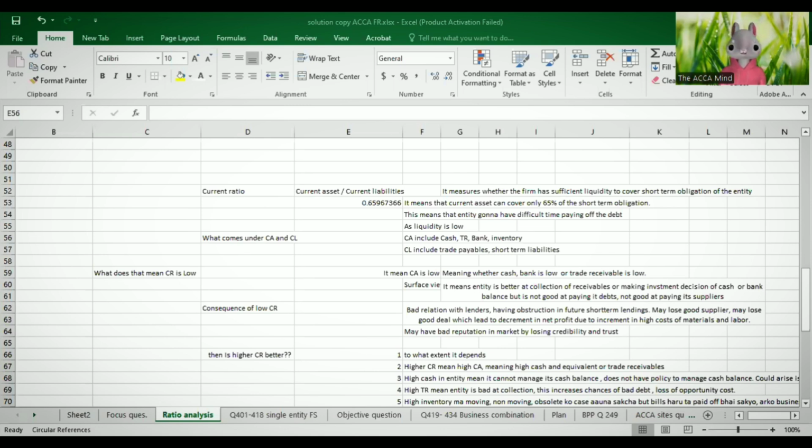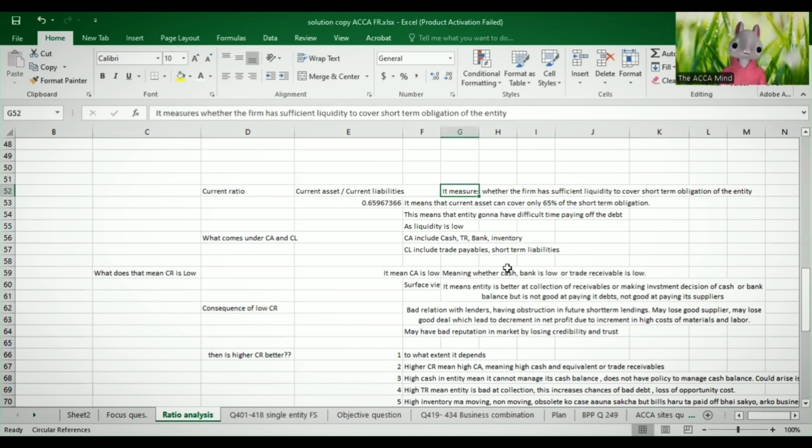Today we are going to discuss and analyze the current ratio and the impacts of the current ratio. So let's begin. Current ratio is determined by dividing current assets by current liabilities. It measures whether the firm has sufficient liquidity to cover the short-term obligations of the entity.